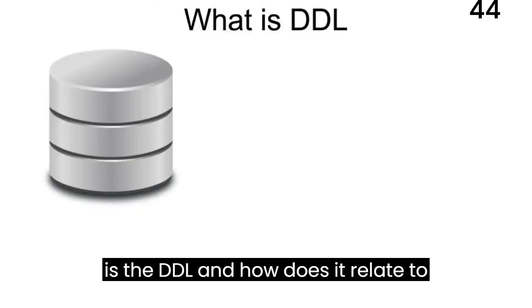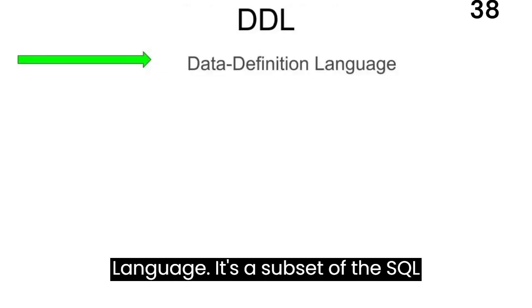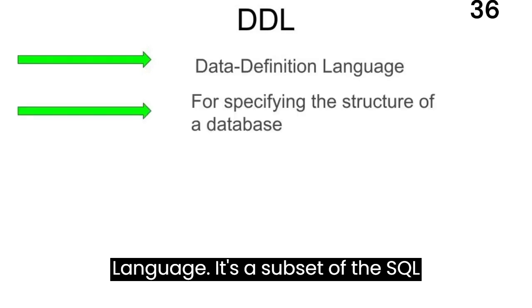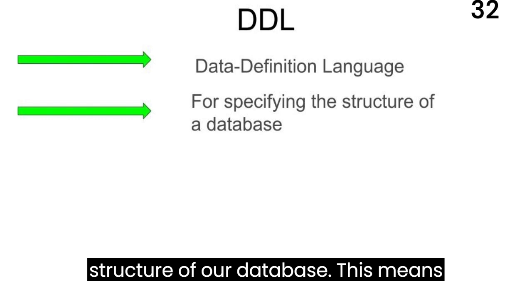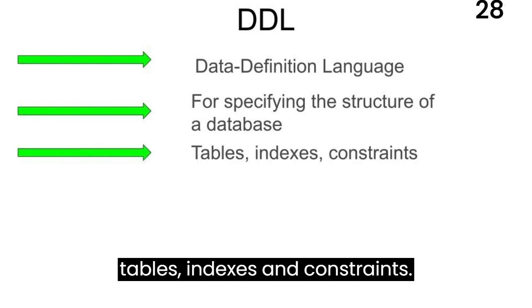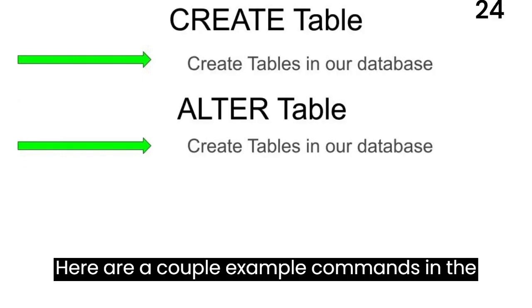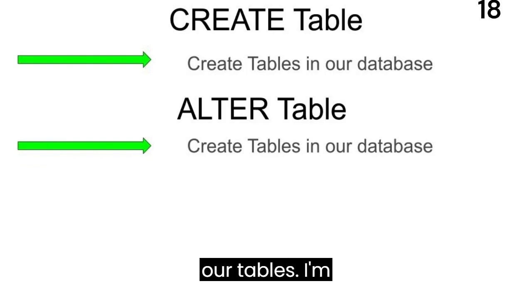So, what is the DDL, and how does it relate to SQL? DDL stands for Data Definition Language. It's a subset of the SQL commands that are all about defining the structure of our database. This means we are working with database objects like tables, indexes, and constraints. Here are a couple example commands in the DDL. They allow us to create and change our tables.